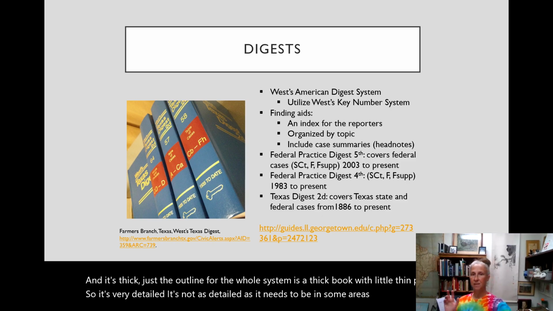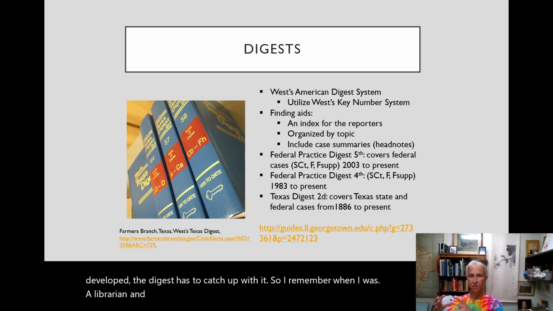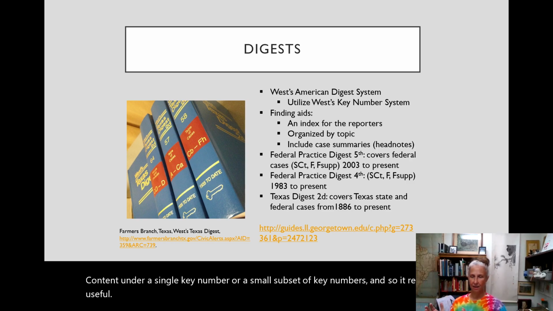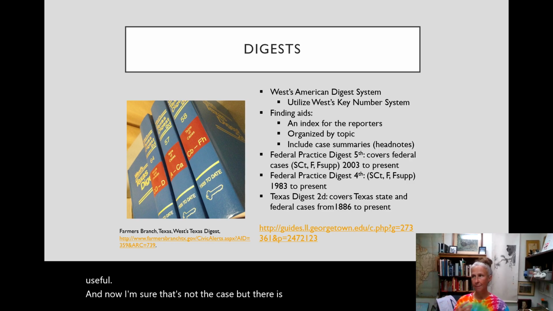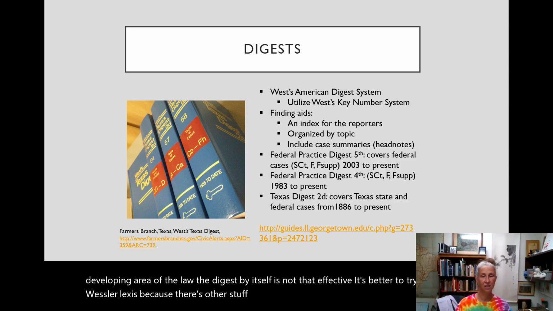So as the law developed, the digest has to catch up with it. I remember when I was a law librarian, the environmental key numbers were too broad. There was too much content under a single key number or a small subset of key numbers, and so it really wasn't useful. And now I'm sure that's not the case, but there is some catch-up time. So if you have a rapidly developing area of the law, the digest by itself is not that effective. It's better to try using Westlaw or Lexis because there's other stuff besides just the digest incorporated there.